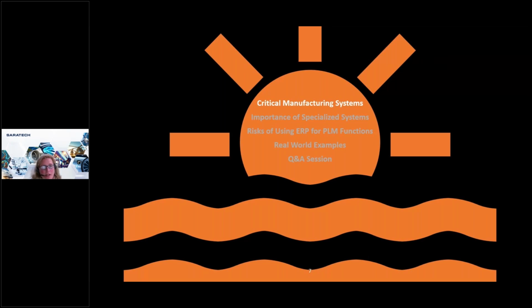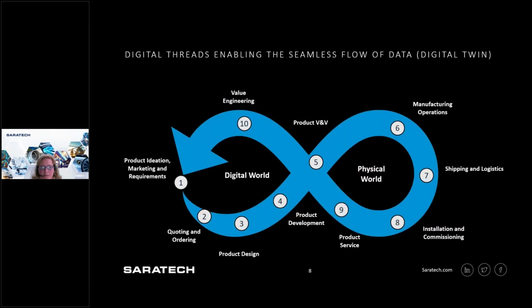So before we touch on the purpose of these systems, let's start with the business needs. The infinity loop here you see represents a continuous feedback loop in a product life cycle. So you start with product ideation. You have to have a target schedule, target requirements, and a target cost. You have quoting and ordering. Then you move on to product design and development, verification, validation, manufacturing and operations, shipping and logistics. You may have installation and commissioning, and then product service.